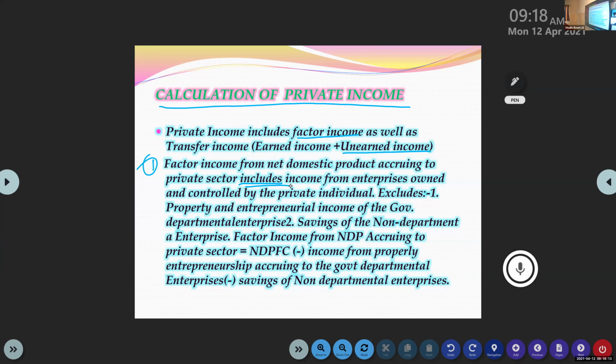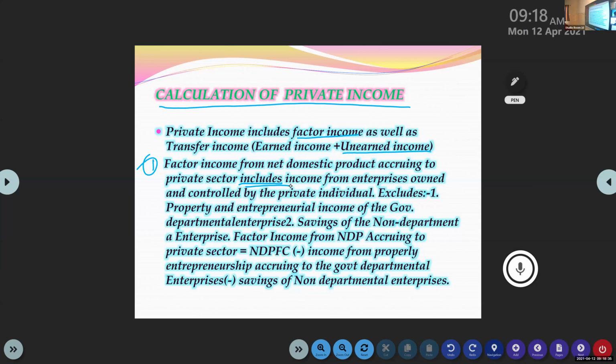Income from enterprise owned and controlled by the private individual. So transfer income can happen as in donation or charity also, no? Of course, because we are not doing anything to earn that, right? In return, we don't want to do any services for them, right? Okay, so that was an example for that.